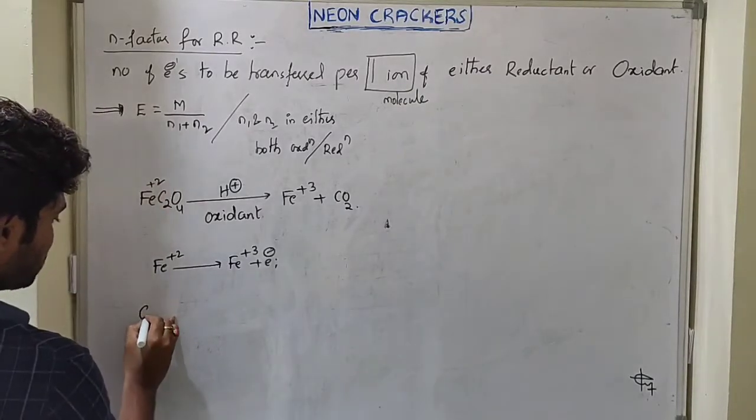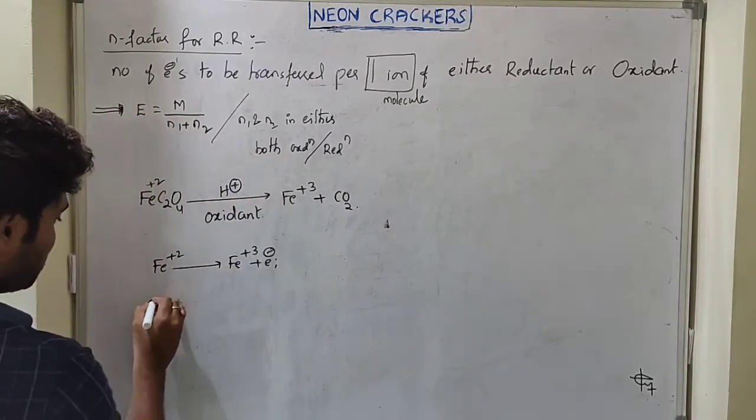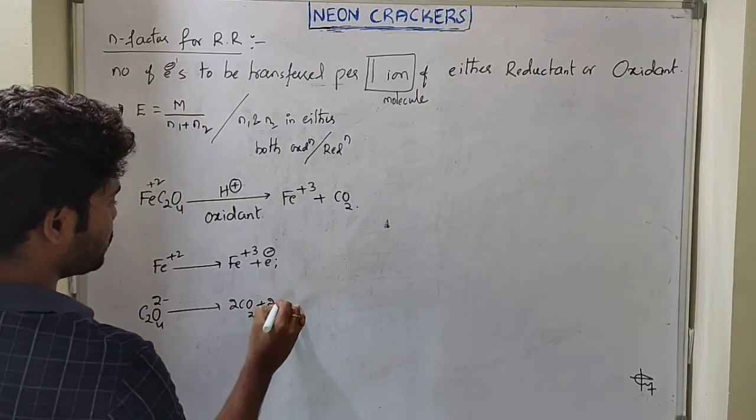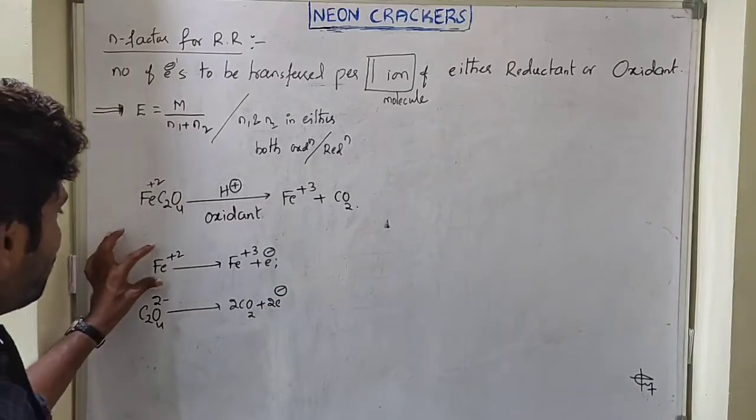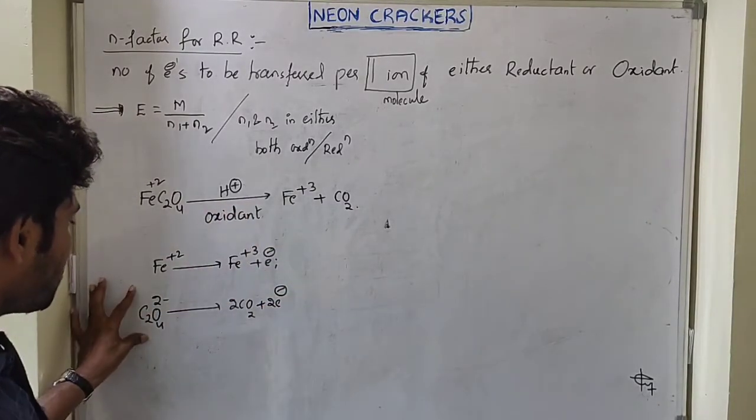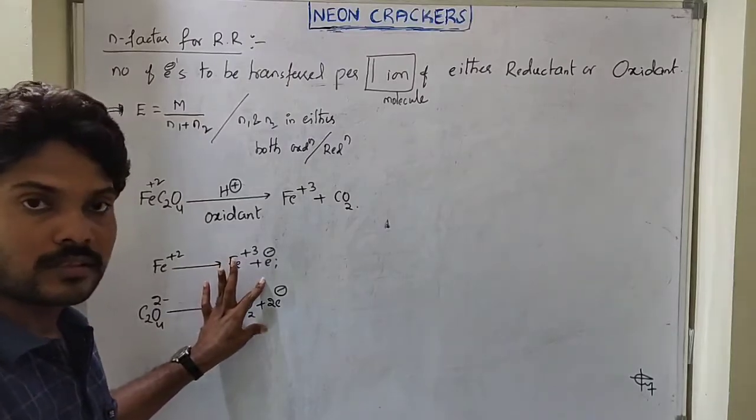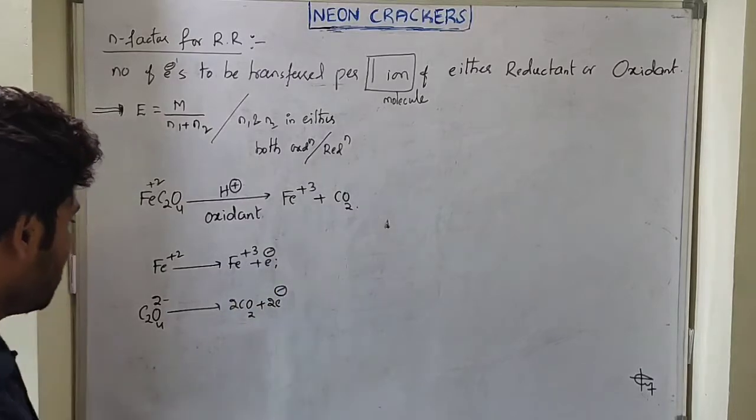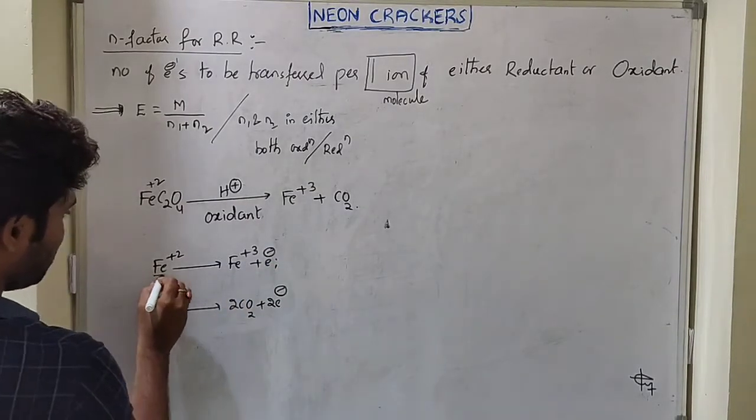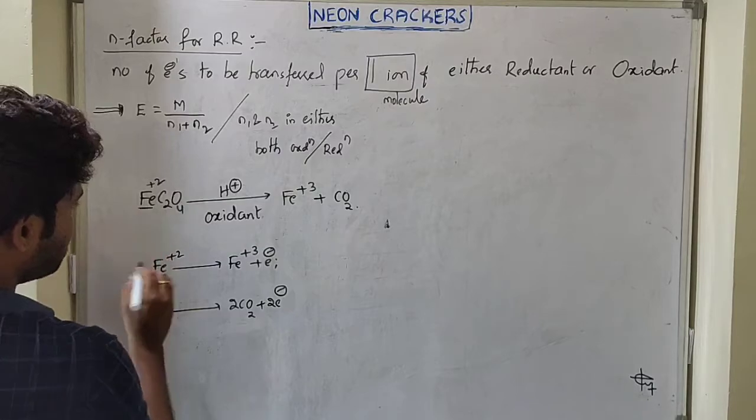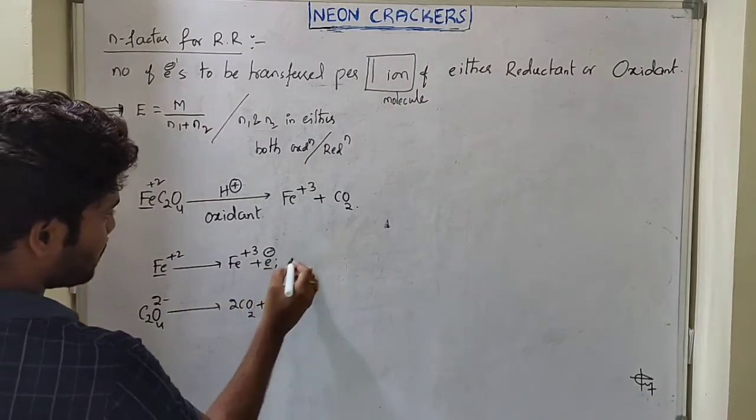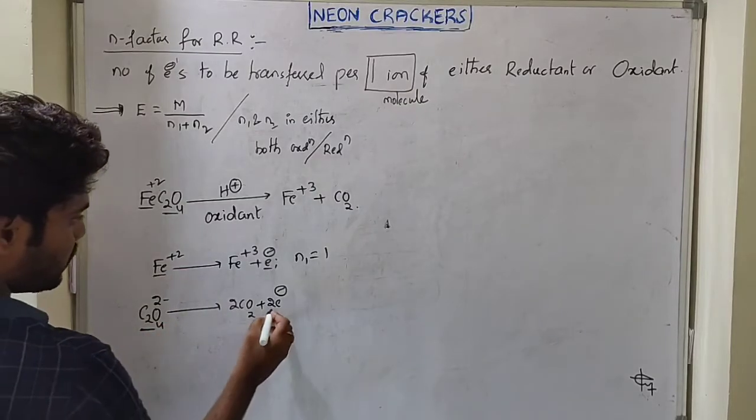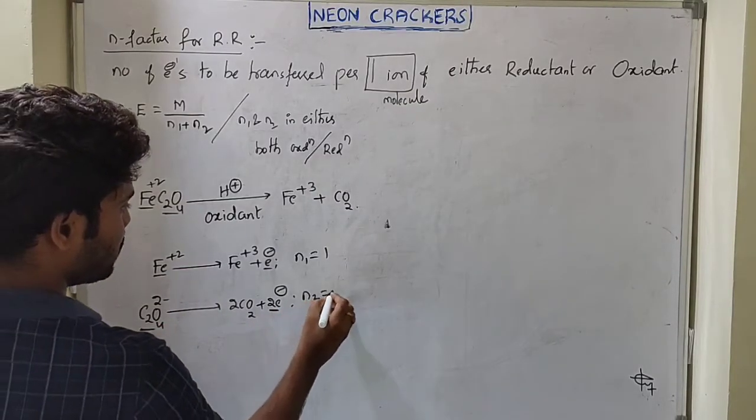Next, the oxalate, as we discussed already in the redox reaction, splits into 2 CO2 and liberates 2 electrons. So here one ion gets oxidized, and here another ion also gets oxidized. Both are getting oxidized. What is the N factor? Here only one ion is there, so N1 equals 1. And here also one ion, N2 equals 2.